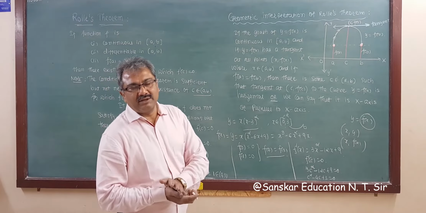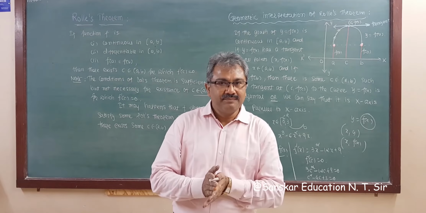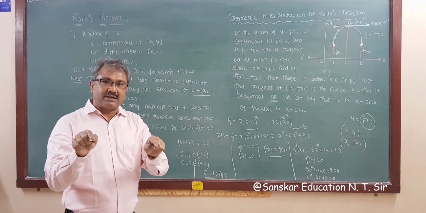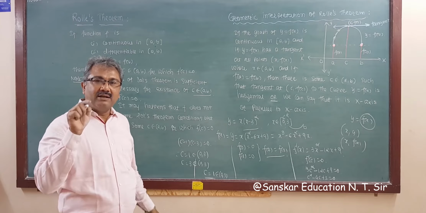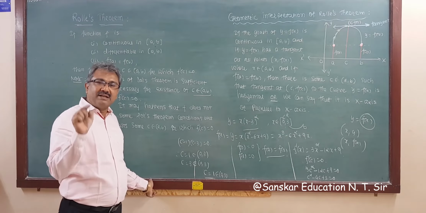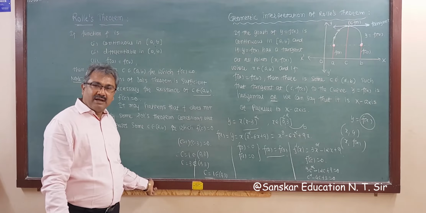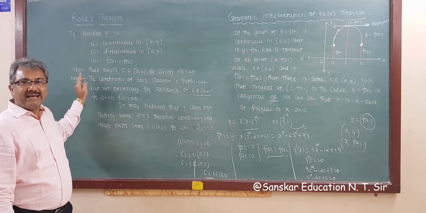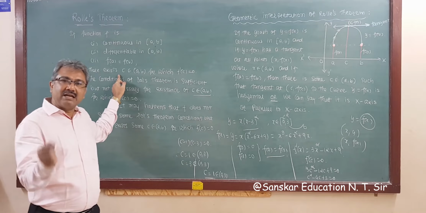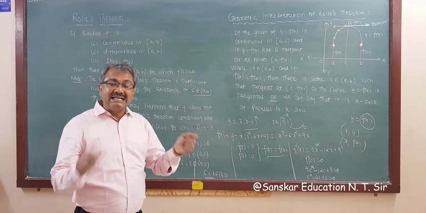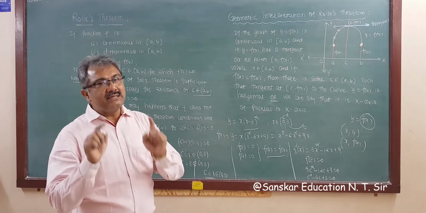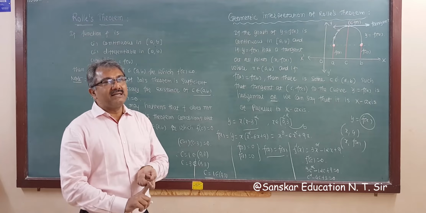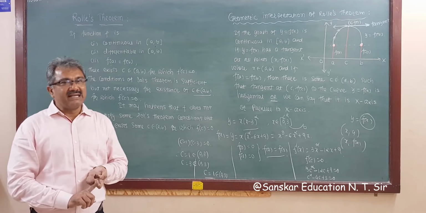So once again we are repeating. What is Rolle's theorem? The function is continuous in the closed interval. Closed interval, that is important. In the closed interval AB, differentiable in the open interval AB, and if f of a is equal to f of b, then there exists c belongs to the open interval AB such that f dash c is equal to 0. And these conditions are only a sufficient condition. Remember this: these conditions are always sufficient, but not necessary.